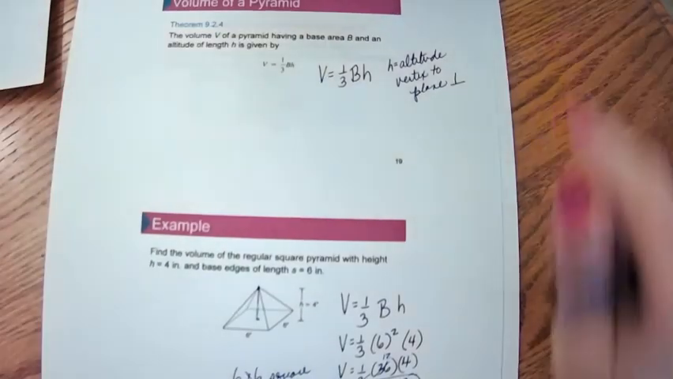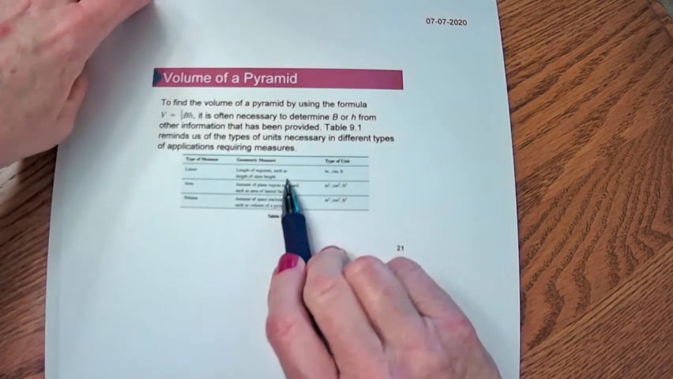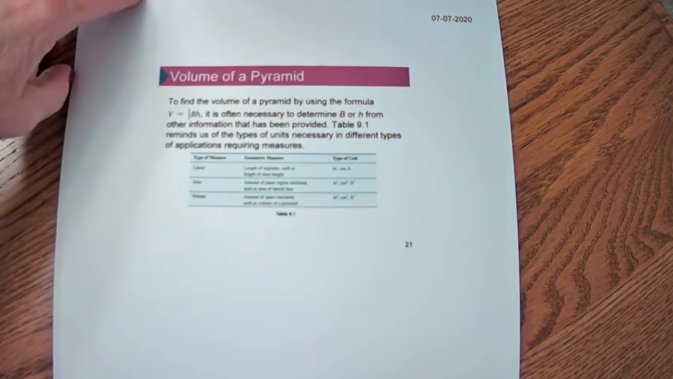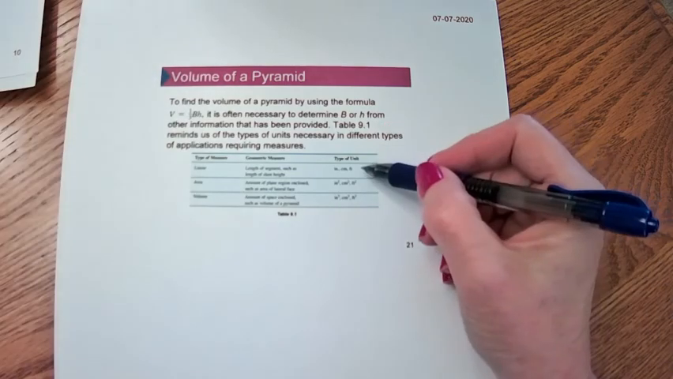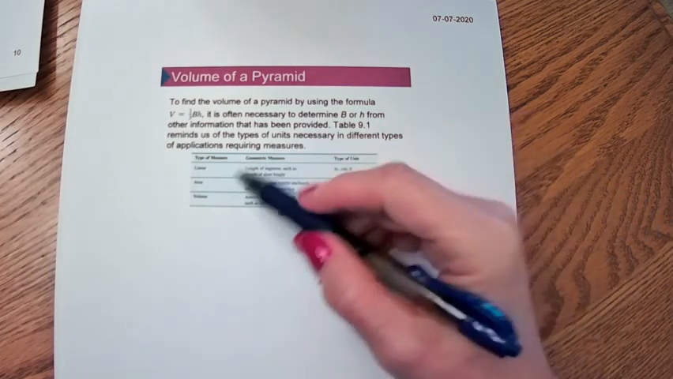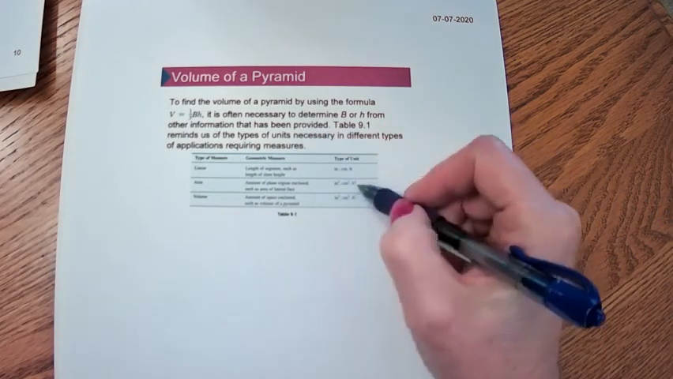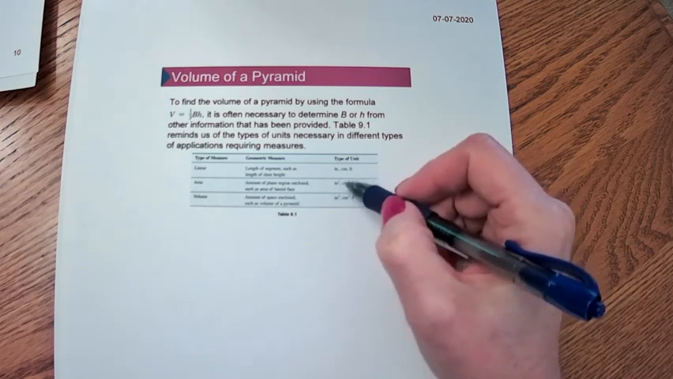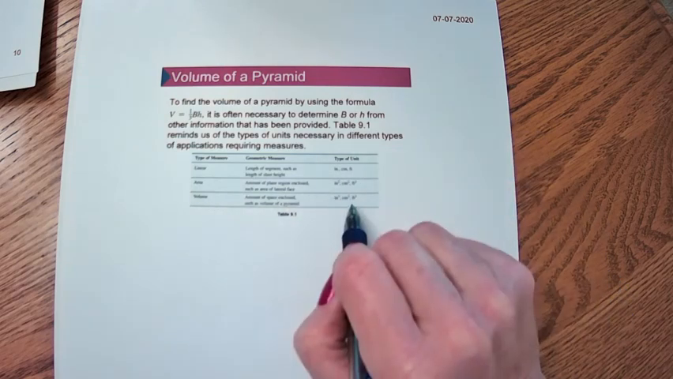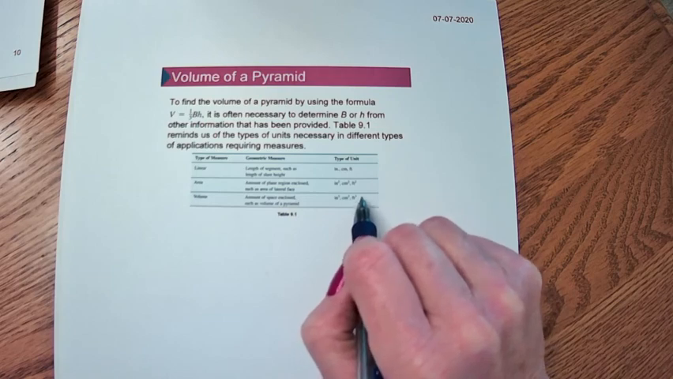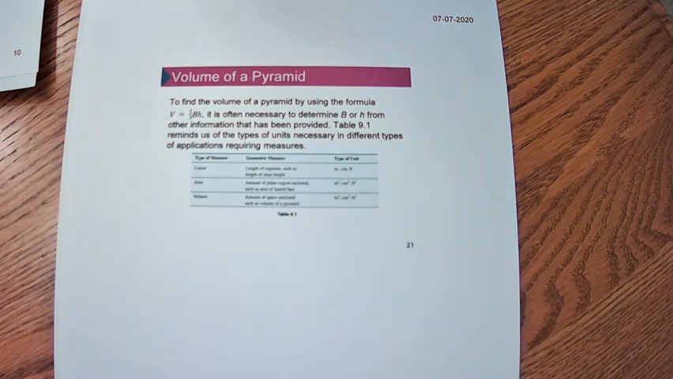So just as a reminder of your units, linear units are going to be for lengths of lines and slant height. Those are just going to be feet, inches, or centimeters. Area is square units: inches squared, centimeters squared. And volume is cubed units: cubic feet, cubic inches, cubic centimeters.